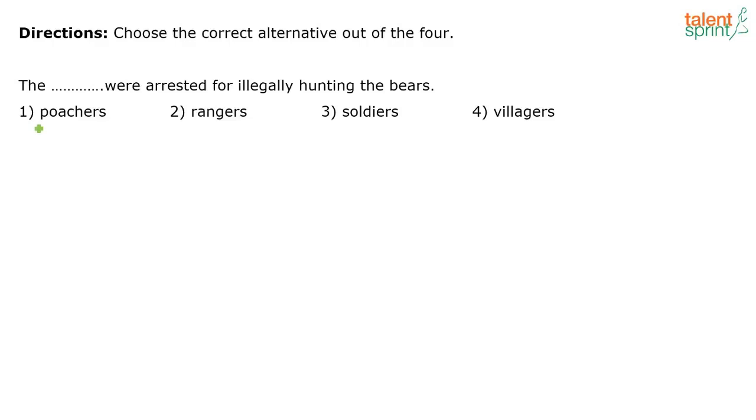Illegally killing animals to make money out of their skin or parts of their body, like tusks if it's an elephant, depends on the animal and the demand from the consumer end, right? So a poacher is a person who illegally hunts animals on somebody else's property. It's not even their property. So that's why option 1 is the answer.